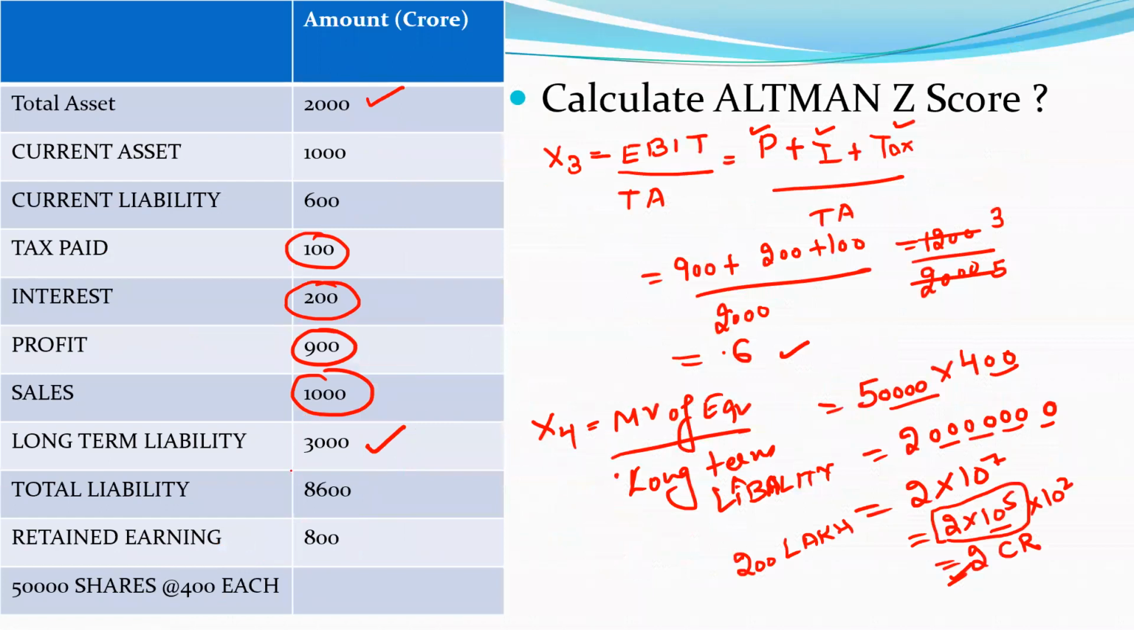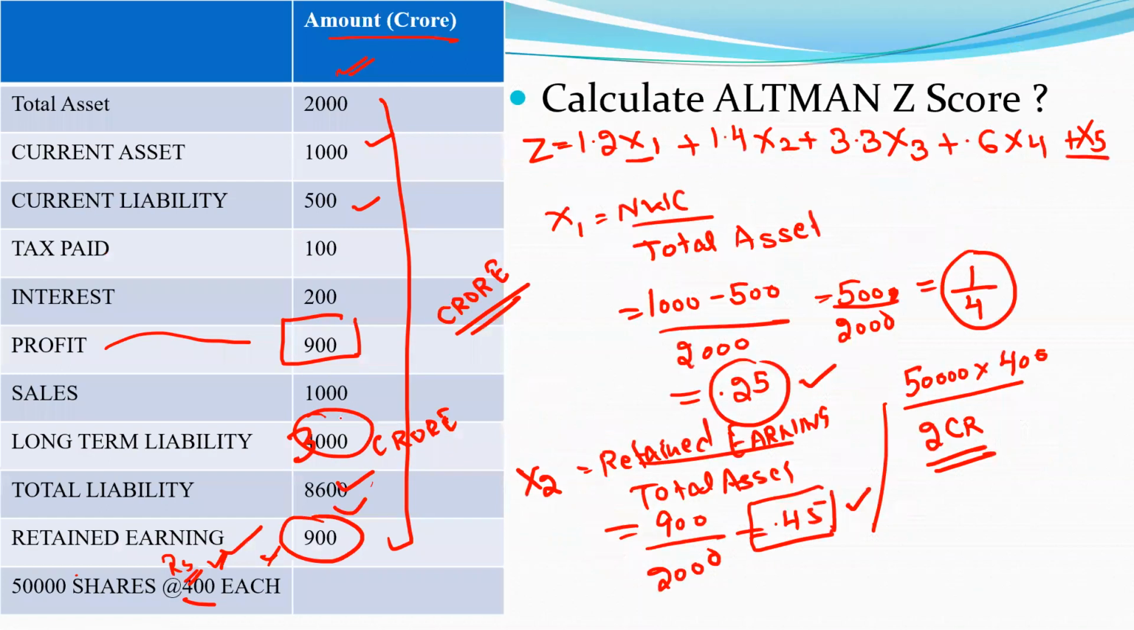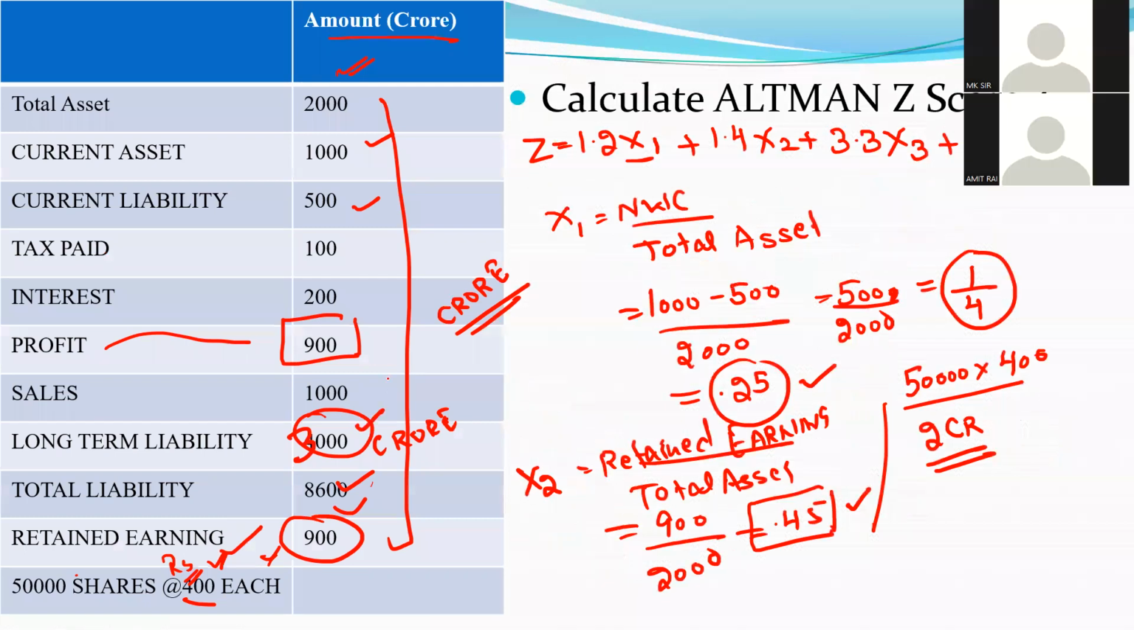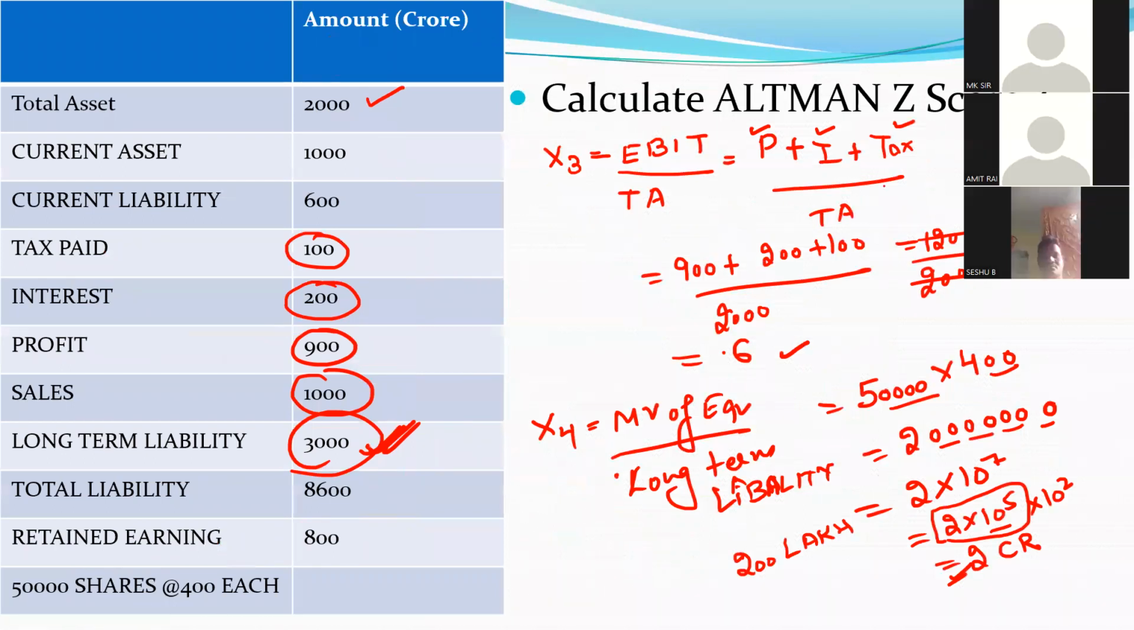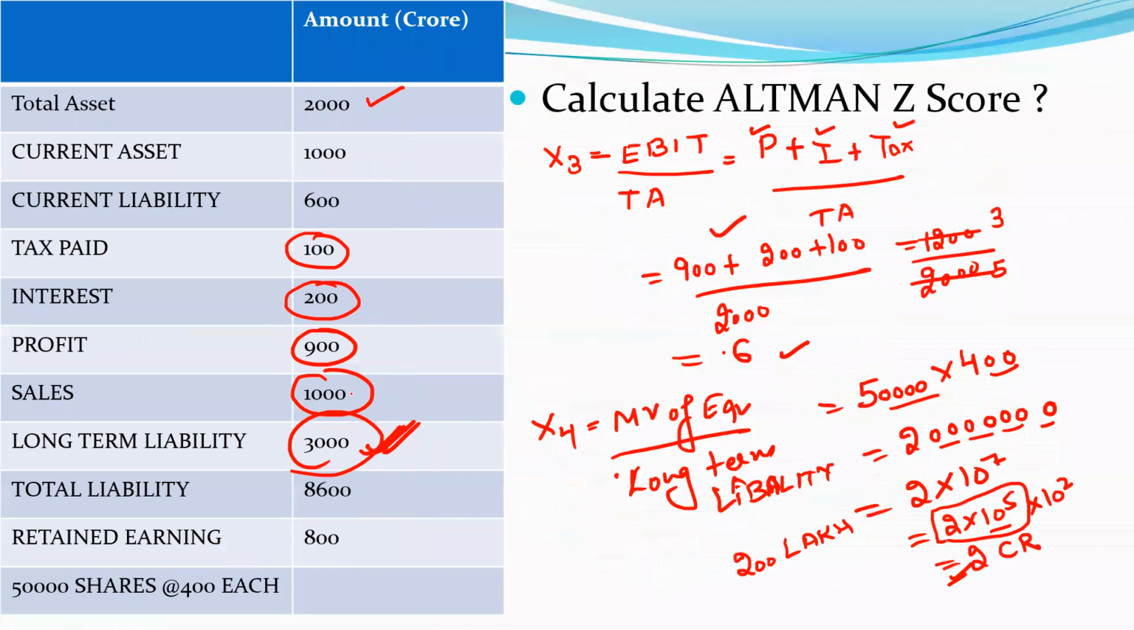So here we have written 3,000 crore. Clear? By mistake I think there is 4,000 crore. So please correct it as 3,000 crore. This one is 3,000 crore. Hope it is clear to all of you how we can calculate all these things. Long-term liability is basically 3,000 crore.